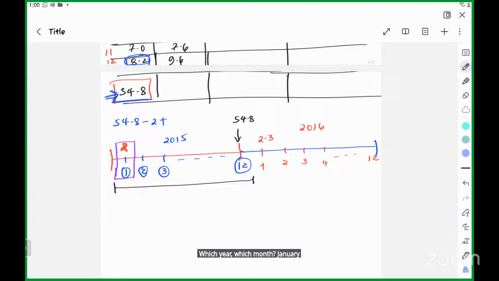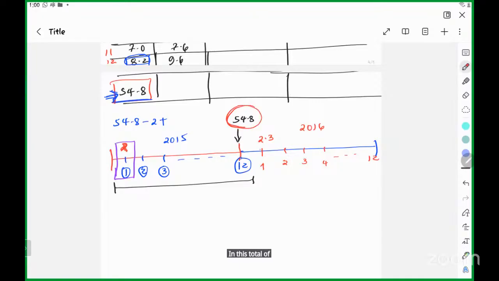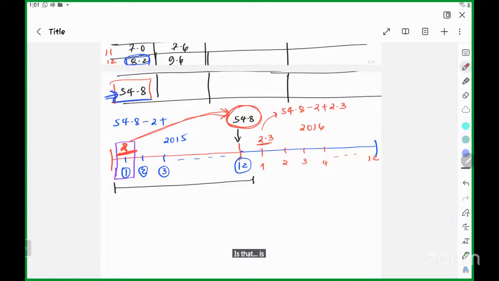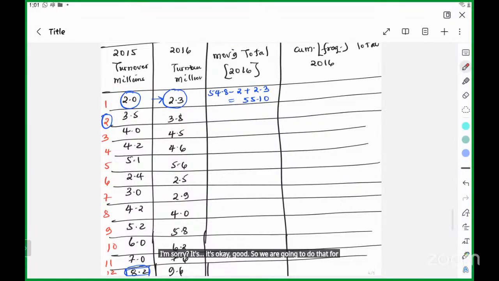January 2016. So that means in this total of 54.8, this 2 is part of it. Remember, we added it there. So if I want the new total in Jan of 2016, I'll get the total 54.8, I take away the 2 and I add on the month I'm adding on. Is that okay? It's clear. Thank you. Okay, good. So we are going to do that for each month.